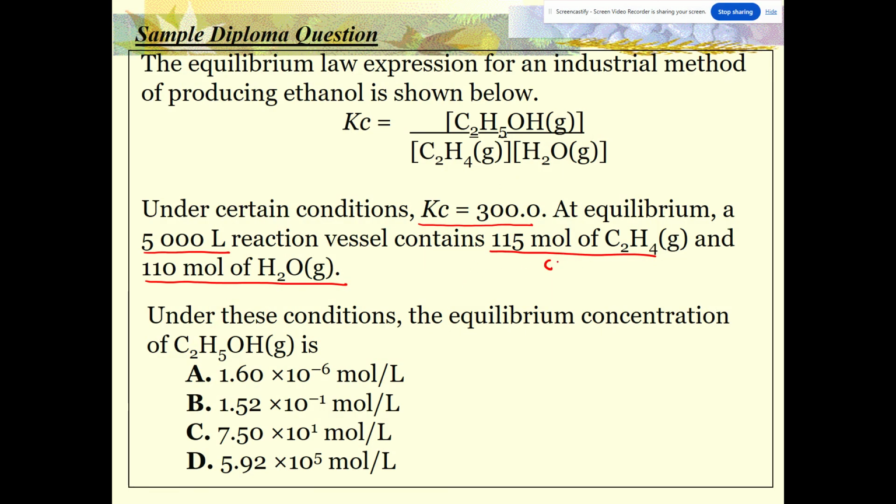So the concentration of my C2H4 is 115 moles divided by 5,000 liters. 115 divided by 5,000 gives us an answer of 0.023 moles per liter. And I have to do the same with my water vapor. 110 moles divided by 5,000 liters. You have to read the questions very carefully. If it gives you moles and volume, not concentrations, you have to find concentrations first.